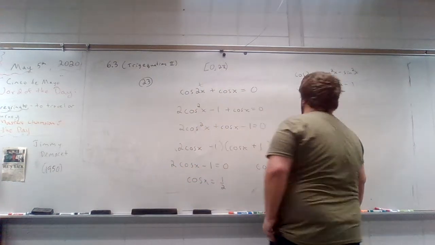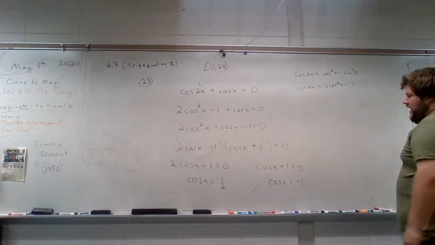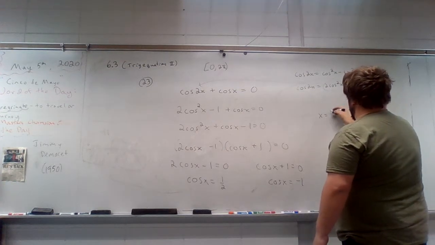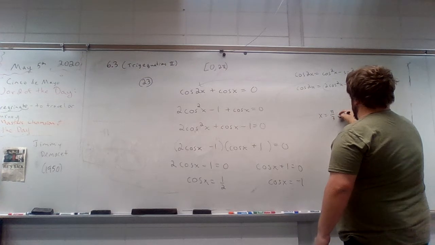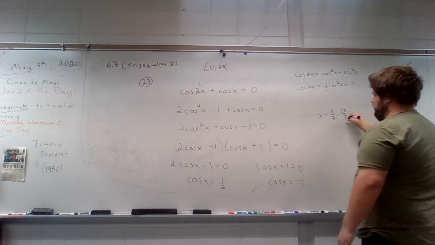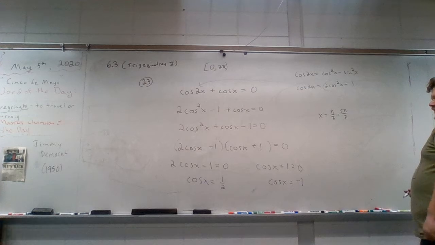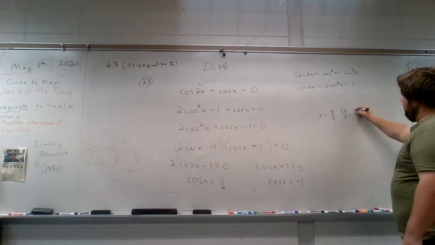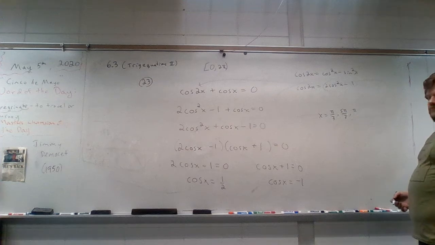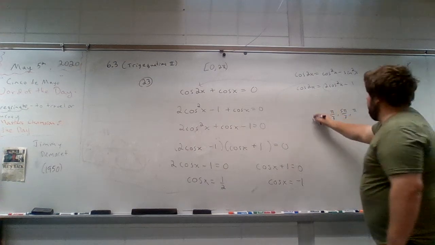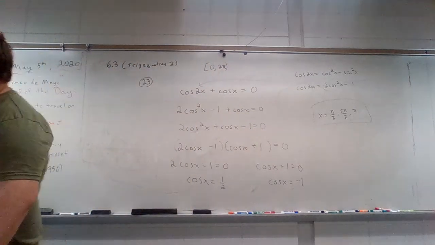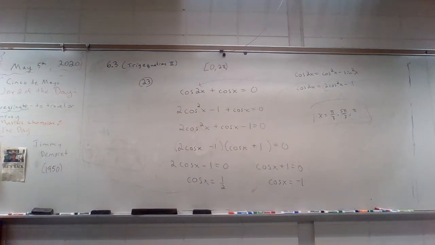When is that going to happen on the interval 0 to 2 pi? So cosine is going to be a half. We just had that, didn't we? Pi over 3 and 5 pi over 3. And when is the cosine going to be minus 1? Well, that is going to happen at pi. And those are our 3 solutions. Okay, so what was that one?